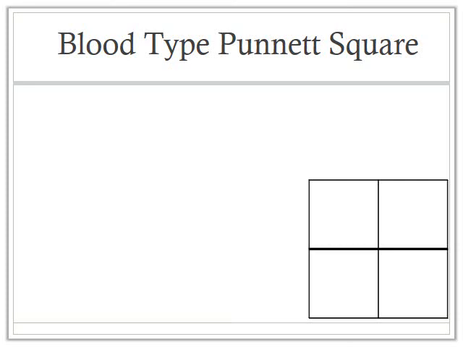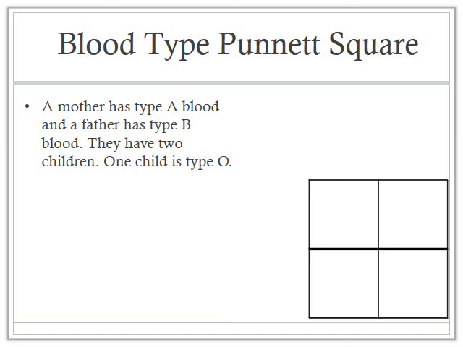We're going to do a Punnett square for the blood type a little differently on this one though. So a mother has type A. A father has type B blood. They have 2 children. One child is type O. What is the genotype of both parents?